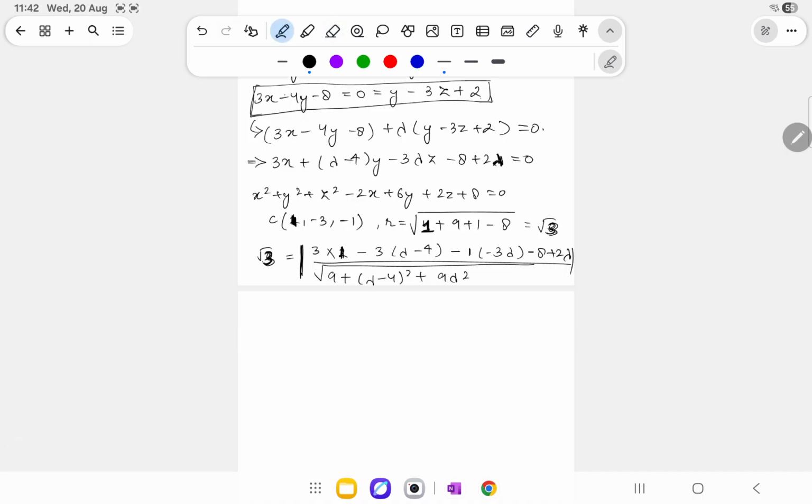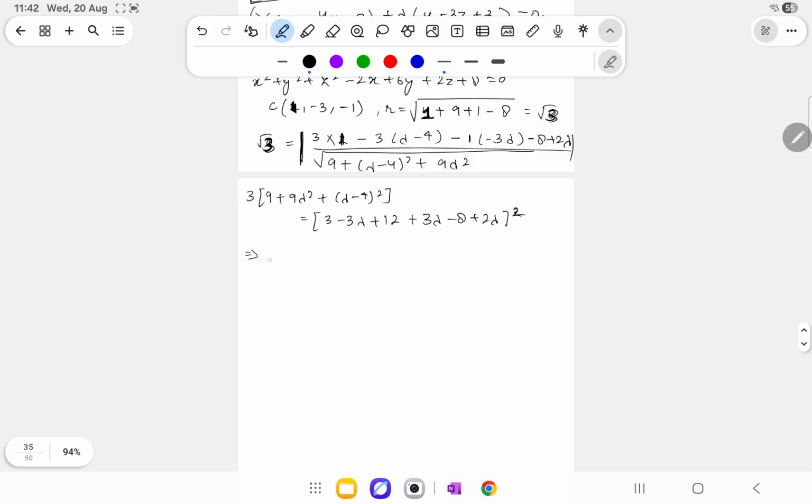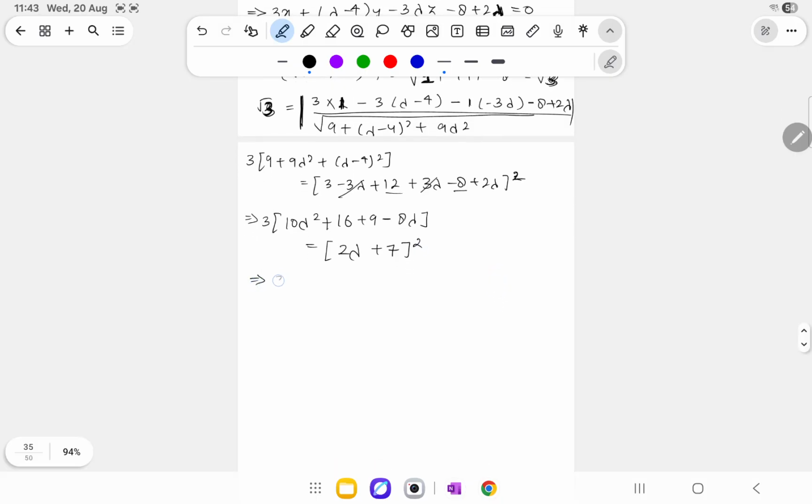So if I just take the square of both sides, I'll get 3 into (9 plus 9 lambda square plus (lambda minus 4) whole square), which is equal to 3 minus 3 lambda plus 4 3s are 12 plus 3 lambda minus 8 plus 2 lambda whole square. If I simplify it, I'll get 3 (9 plus 10 lambda square plus 4 goes 16 plus 9 minus 8 lambda), which must be equal to 2 lambda plus 4 plus 3 7 plus 7 square. And I can further simplify it. I'll get 30 lambda square minus 24 lambda plus 75 equals 4 lambda square plus 49.